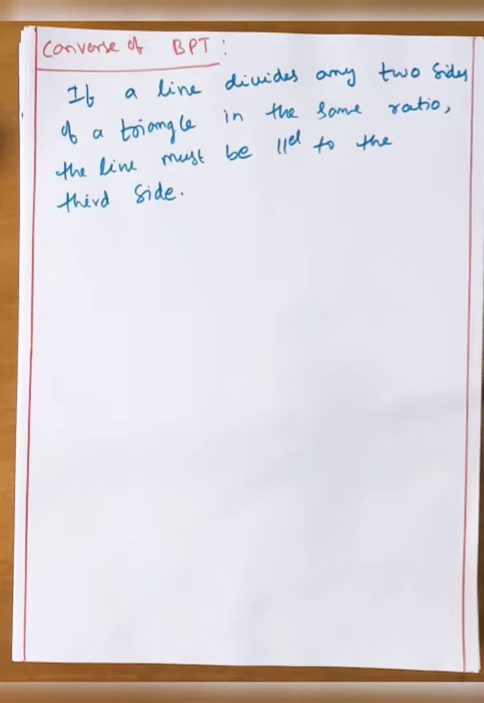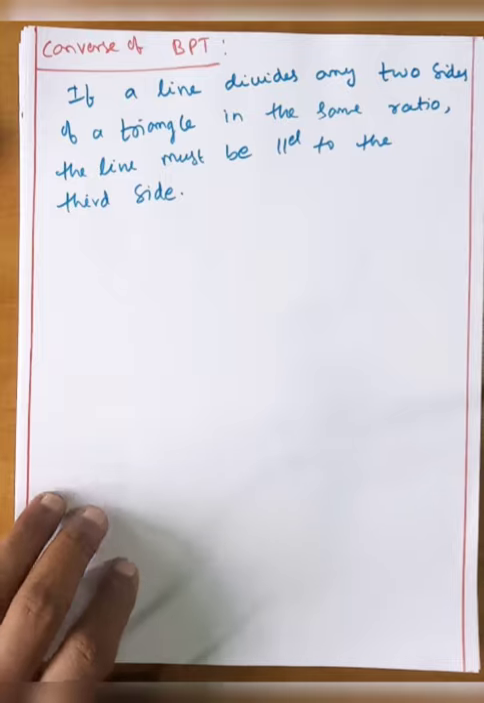Okay, my dear students, you must and should remember both the basic proportionality theorem and its converse. What I am telling you means if a line is drawn parallel to one side of the triangle to intersect the other two sides, then the other two sides are divided in the same ratio.